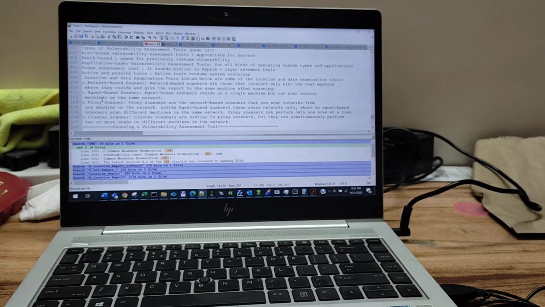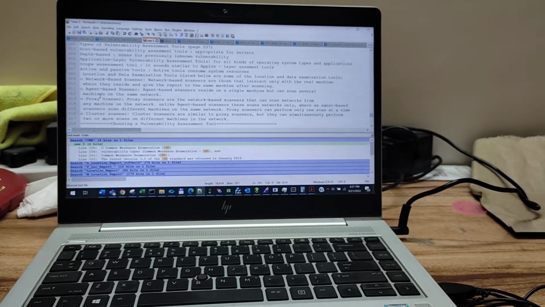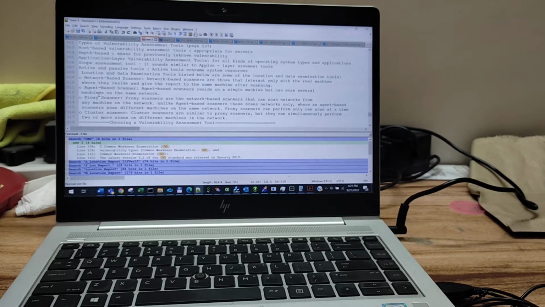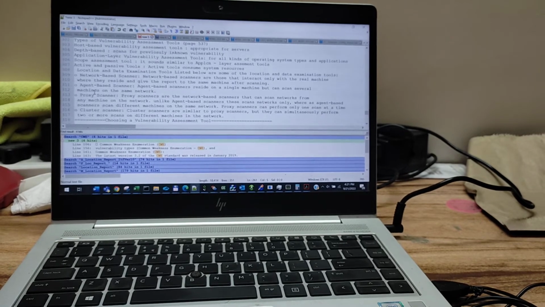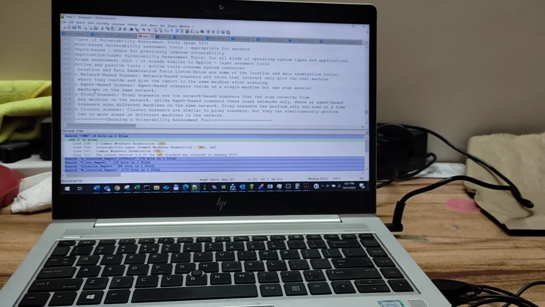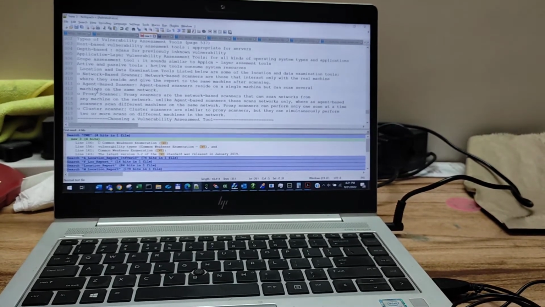Location and data examination tools. Listed below are some of the location and data examination tools. Network based scanner. Network based scanners are those that interact only with the real machine where they reside and give the report to the same machine after scanning. Agent based scanner. Agent based scanners reside on a single machine but can scan several machines on the same network.